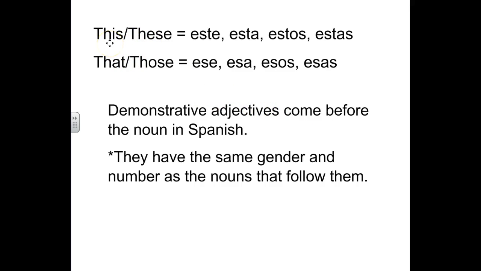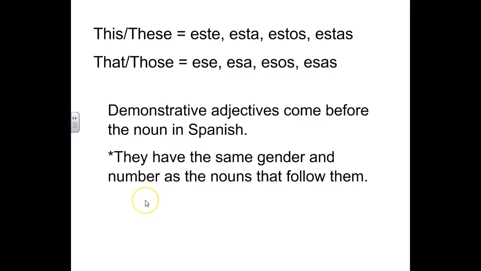The words in English, this and these, the Spanish equivalents are este, esta, estos, and estas. So you see there's a difference here. We're going to talk about how you decide which one of these to use. And then there's also these demonstrative adjectives, that and those. And in Español, those words are ese, esa, esos, and esas.